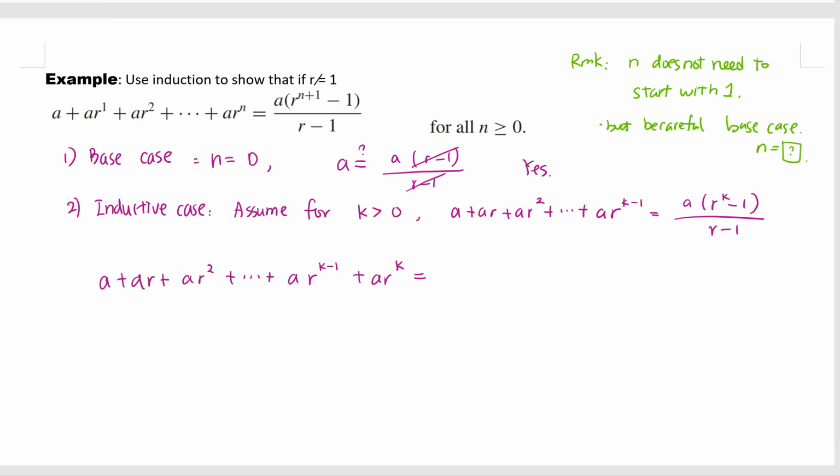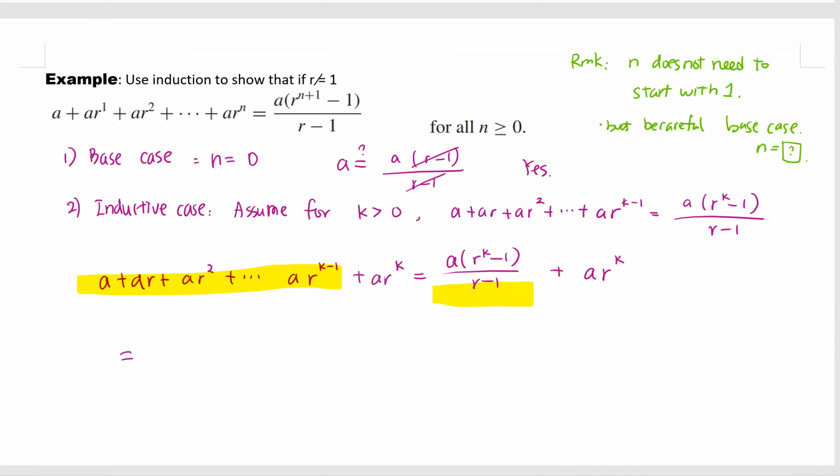Okay, so now let's use my highlighter. We want to use the hypothesis. So this guy equals a r to the k minus 1 over r minus 1. We still have one more term, a r to the k. Okay, what is this guy?